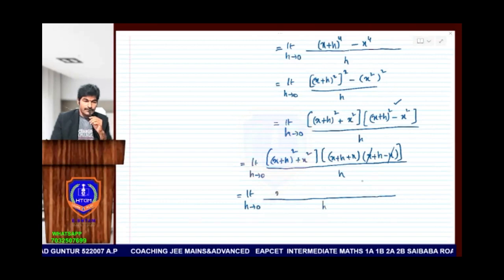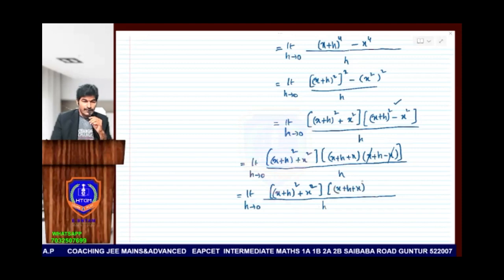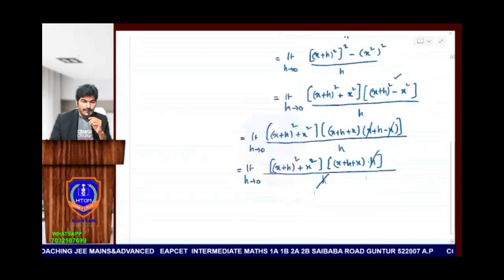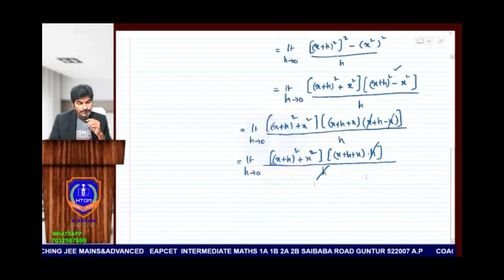Denominator is h. (x plus h) whole square plus x square, into (x plus h plus x). And here what is left? Only h. Now this h and this h get cancelled, because they are in multiplication, you can cancel that.